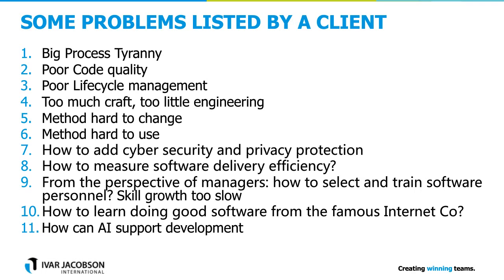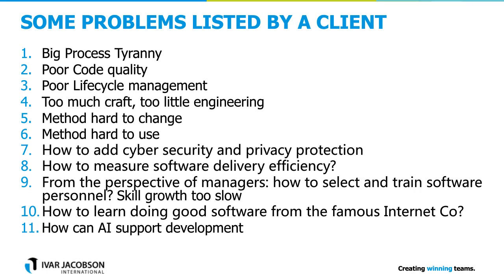We always depended on our engineers, our developers, but it could be more of engineering, more of systematic development. They also had examples of how do we select and train software personnel, how do we grow their skill. And number 11 here, how can AI support development? So all of these problems we addressed and discussed, and we could describe to them how they could improve each and every one by using Essence, which I'm going to talk about next.